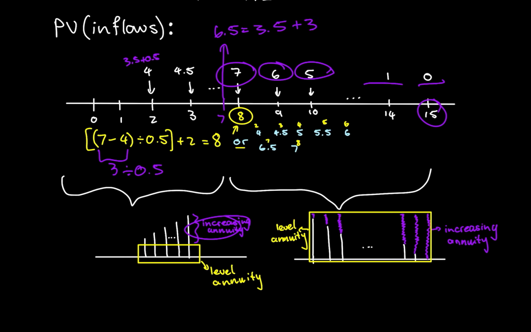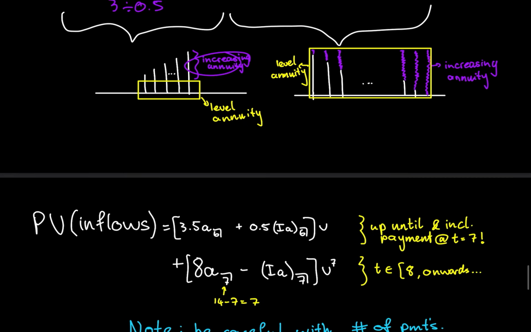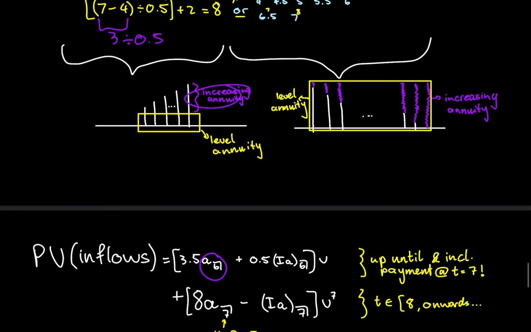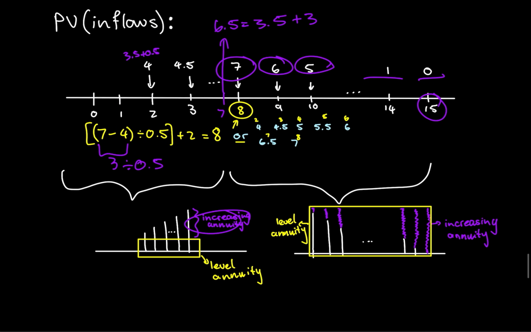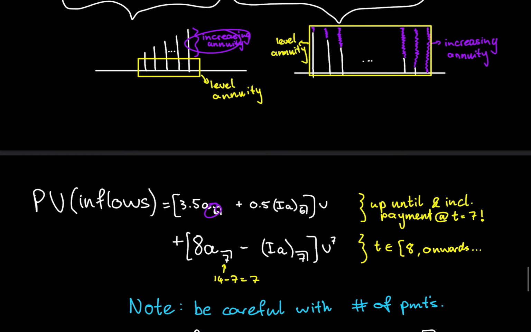So this 3.5 is the level annuity that will remain throughout, and that happens for 6 payments. That makes sense because we have 7 minus 1. Okay, so not minus 2, don't make the mistake. If you take 7 and you subtract 2, you're effectively excluding the payment at time 2, and you're only counting 3, 4, 5, 6, 7. But we need to include the payment that happens at time 2, so we take 7 minus 1, which is 6 payments. Okay, so that's how we get that 6 there.